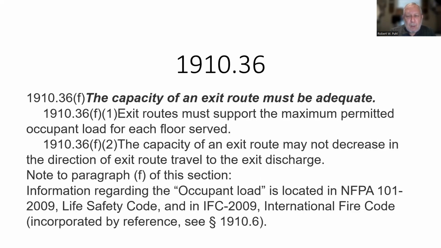The capacity of an exit route must be adequate. Exit routes must support the maximum permitted occupant load for each floor served. The capacity of an exit route may not decrease in the direction of exit route travel to the exit discharge. So that makes sense, because as you go along, you may have more people there. And there's your information regarding the occupant load. There's a little video on occupant loads too, if you want to look at it.